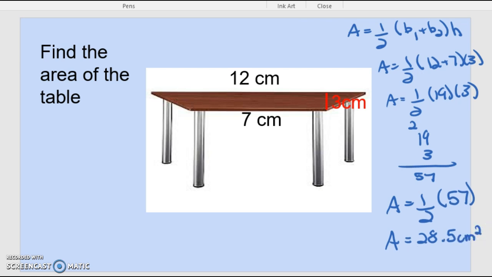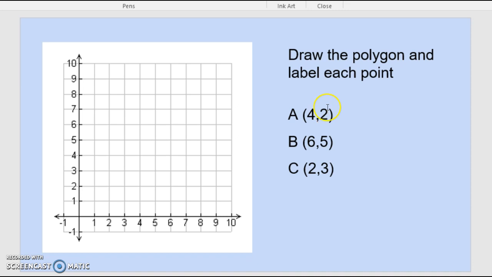centimeters squared. All right, so this one says to draw the polygon, and you need to label each point. So I have 4, 2. So we're going to say A, 4, 2. And then I have 6, 5. That's B. And then C is at 2, 3. And then when it says draw, that means you need to connect the lines. So your shape should look something like that.